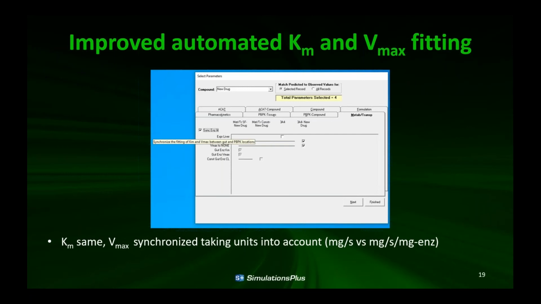Like in the GAT location, it will be milligram per second. In the PBPK location, it will be milligram per second per milligram enzyme. So you do not need to worry that, after I optimize my PBPK location enzyme activity, I need to manually convert it to find what will be my GAT Vmax and Km. Now the program will automatically update this Vmax and Km.